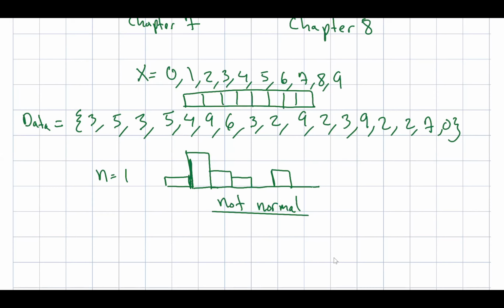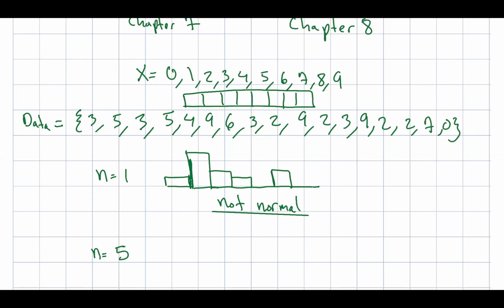So it makes sense that it's not normal, because if we're only randomly selecting one data set, it shouldn't be normal. But what we're going to do now is increase our sample size to 5. We're going to randomly select 5 numbers, and once we get those 5 numbers, I want you to take the average of those 5 numbers.